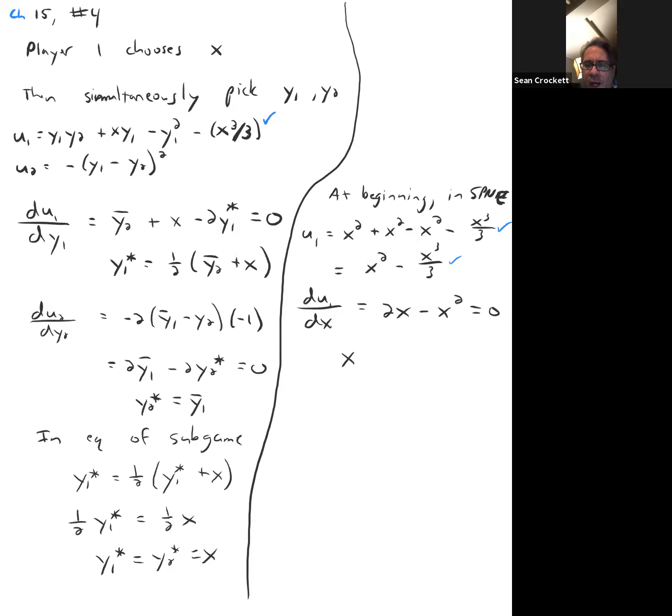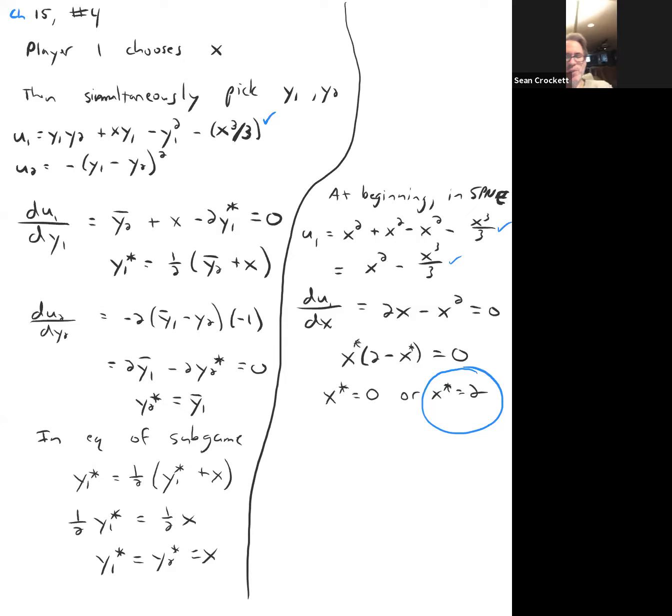And so we know that x times (2 minus x) equals 0. We might as well throw our stars in there now, since the exponents are gone. And so we know that either x star equals 0 or x star equals 2. Those are the two solutions to that equation. We also know that if x equals 0, the utility of player 1 is 0. We can see that by just substituting into that top function: 0 squared minus 0 to the 3rd over 3 is 0. But if we plug a 2 in there, we have x squared is 4, and then minus x to the 3rd, which is 8 over 3. 4 minus 8 over 3 is a positive number. And so we know the solution that we want is this one.